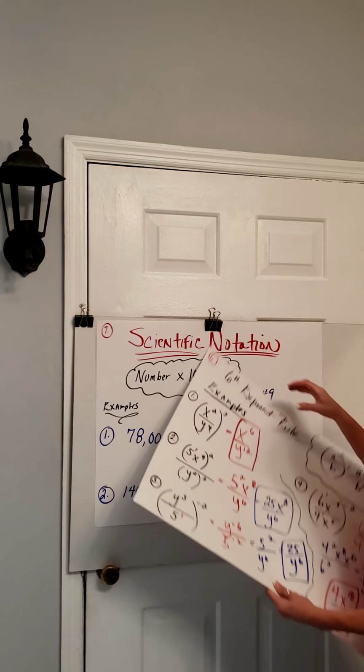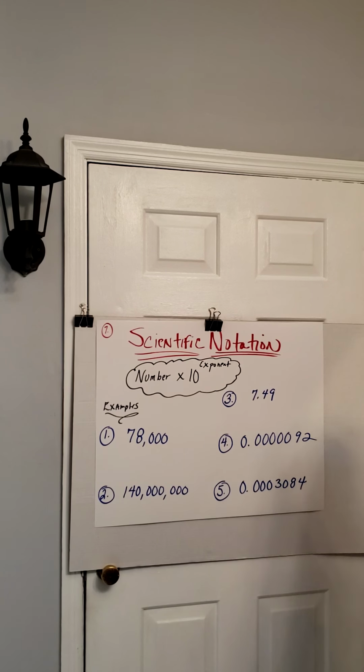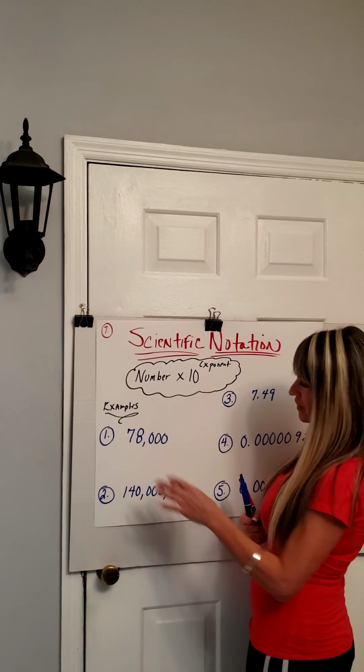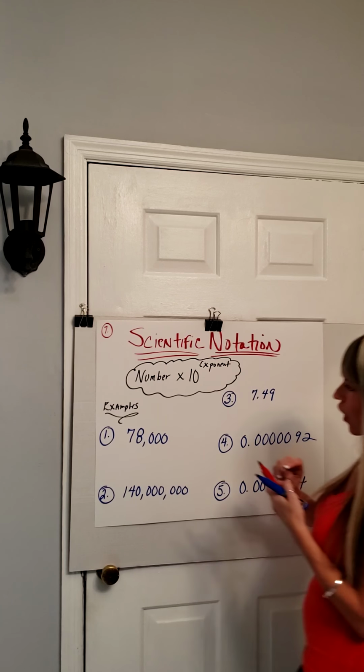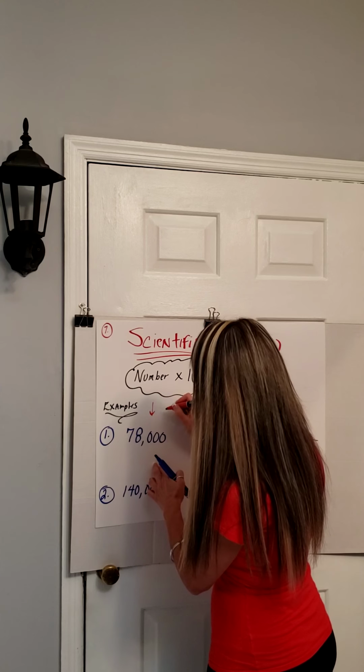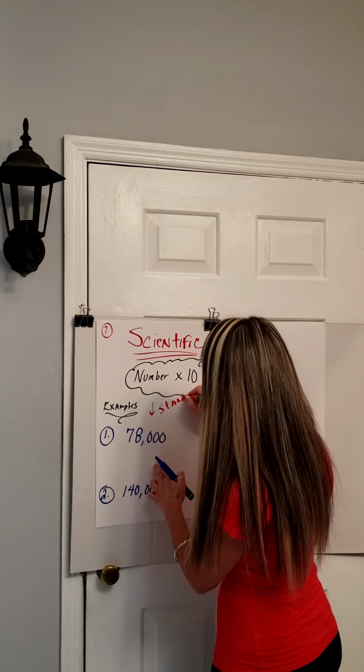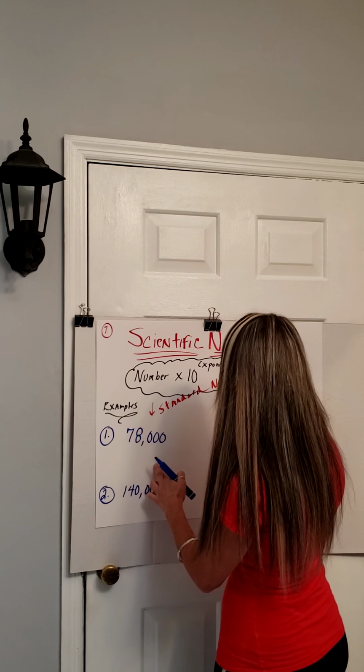And finally, let's talk about scientific notation. Okay, scientific notation. Most of the numbers that you will encounter in your everyday life, like this one, 78,000. This is what they call standard notation. This guy right now is in standard. And that's what most of your numbers are going to be in.